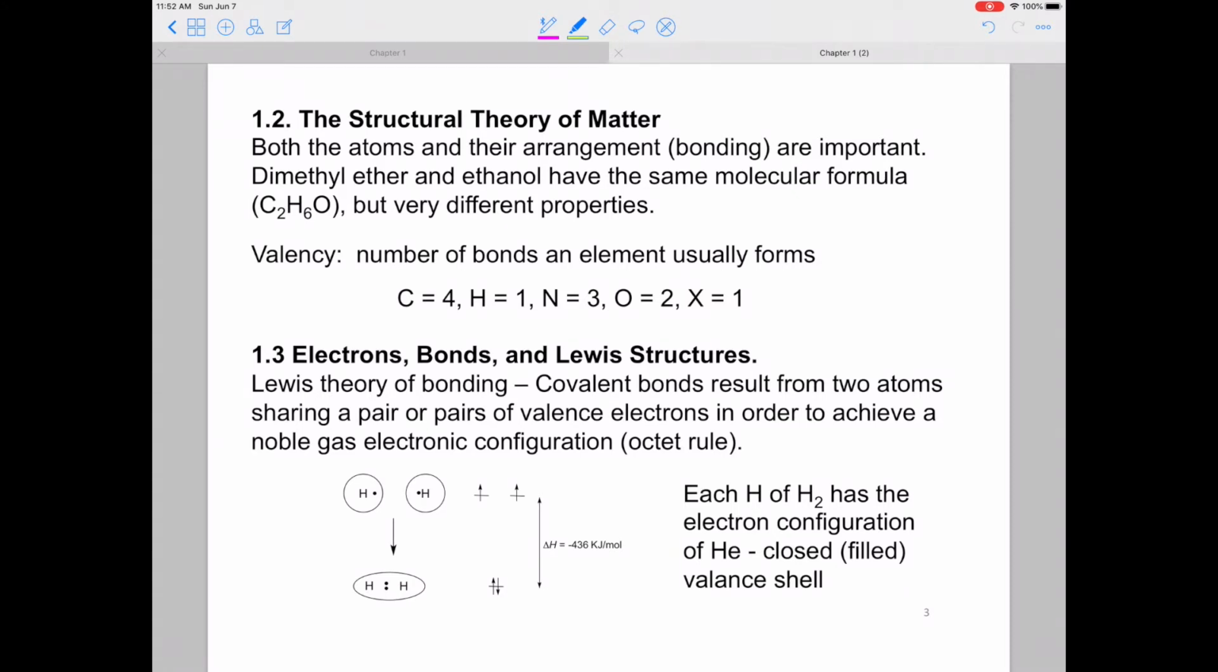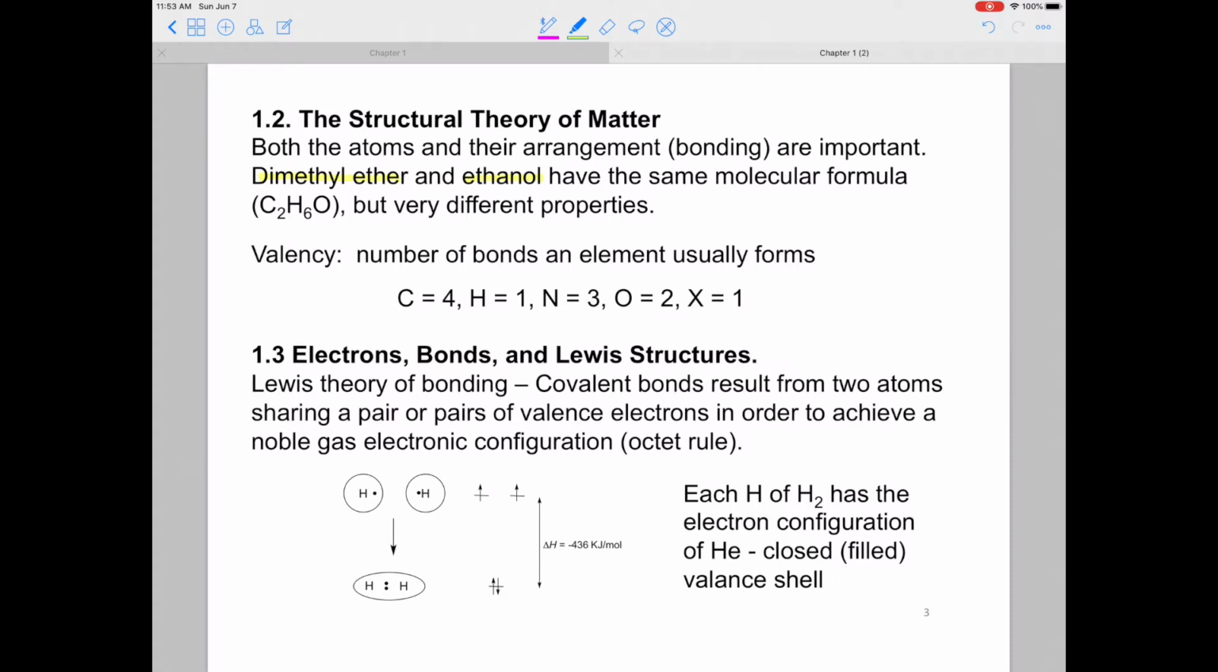The next several sections of Chapter 1 are dedicated to electronic structure and bonding. Okay, now both the atoms and how they're bonded together within a molecule is important in defining the structure and the properties of that molecule. And so a simple example is that of dimethyl ether and ethanol. Both of these compounds have the molecular formula C2H6O, but they have very different properties.